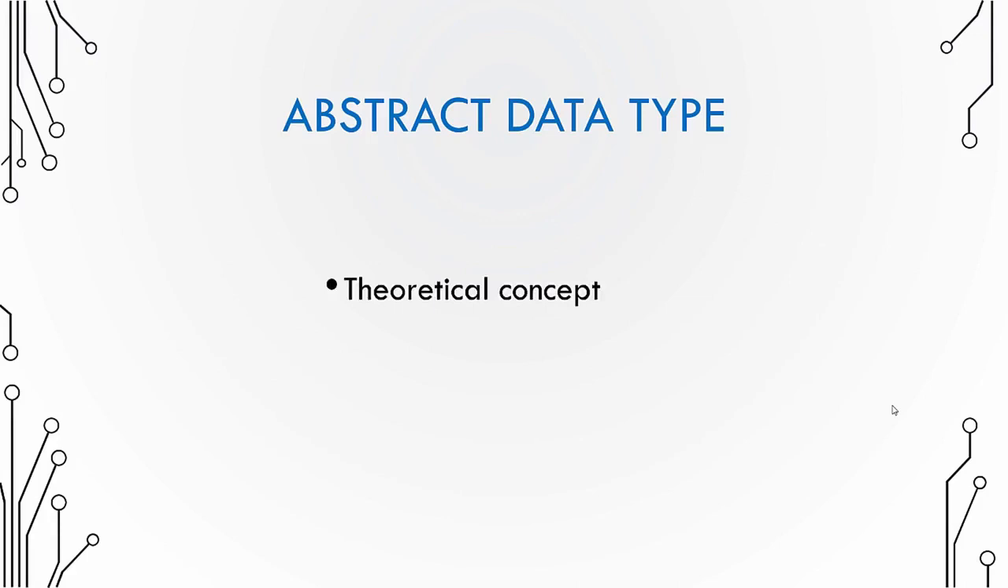Now, abstract data type is actually a theoretical concept. If you want to implement an abstract data type, you should use a data structure. So a data structure is basically an implementation of an abstract data type. Now let us look at an example of an abstract data type. So you have this abstract data type of integer.